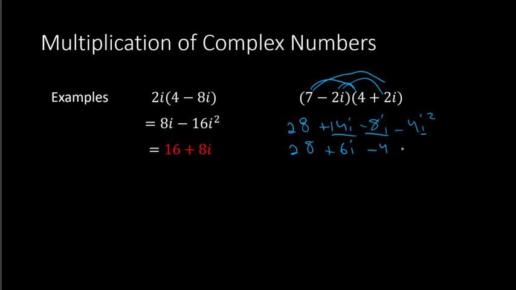Remember, i squared is negative 1. So we have negative 4 times negative 1, and negative 4 times negative 1 is plus 4. So we have 28 plus 4, which is 32. And then you add that with 6i. So your final answer in standard form is 32 plus 6i.